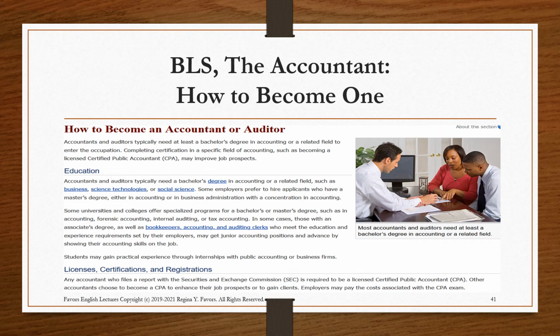And so the licensing: any accountant who files a report with the Securities and Exchange Commission is required to be a licensed certified public accountant or CPA. Other accountants choose to become a CPA to enhance their job prospects or to gain clients. Employers may pay the costs associated with the CPA exam. So again, if you are connected with a particular organization that sponsors, then sure, they may pay for you to study for the test. You do sort of internship accounting work until you actually get your CPA license. So all of this information is good to know.